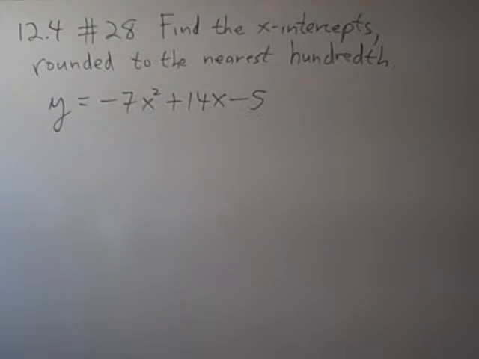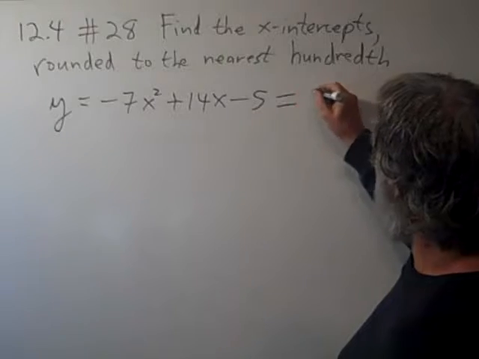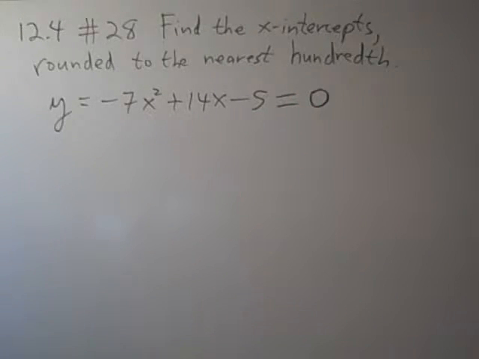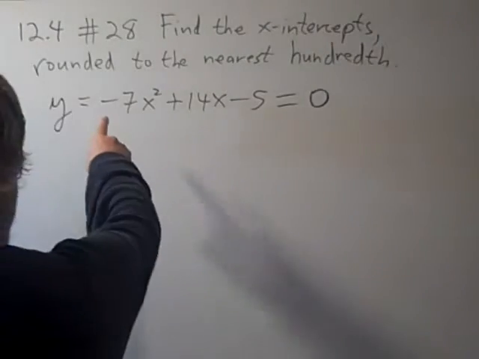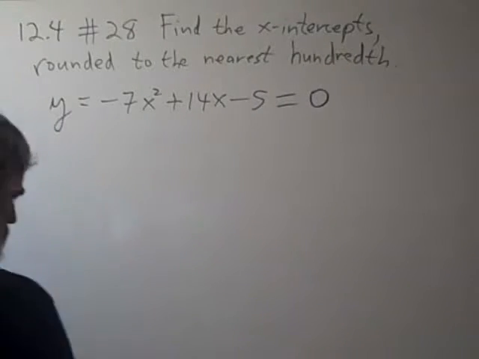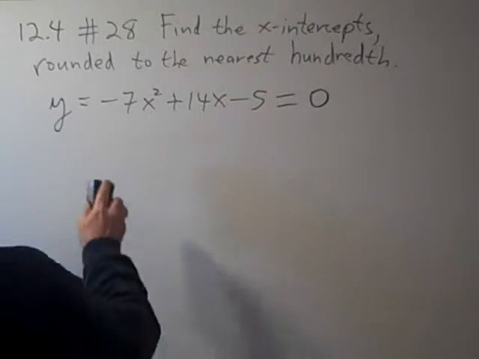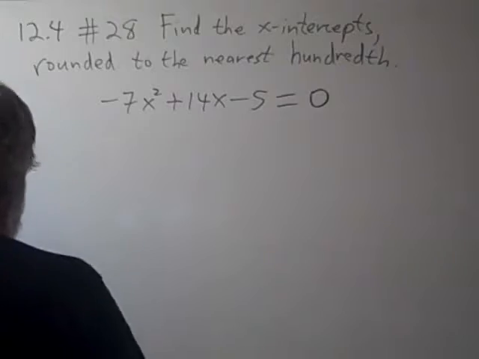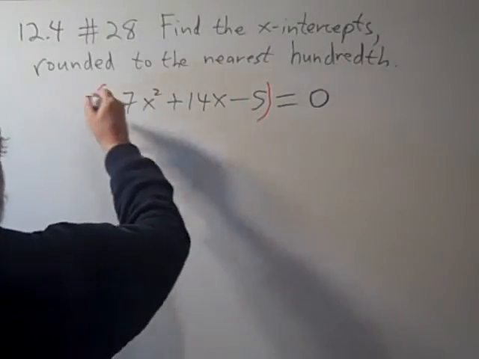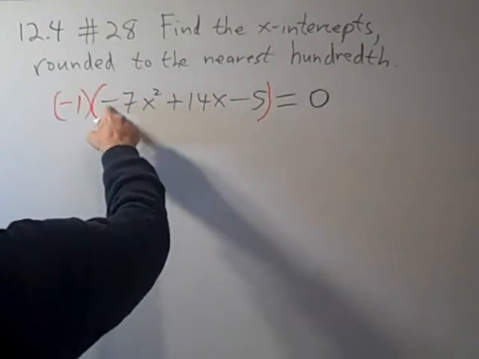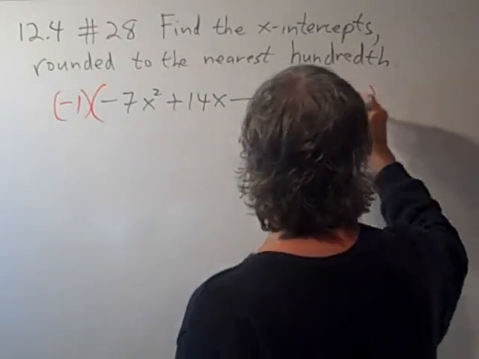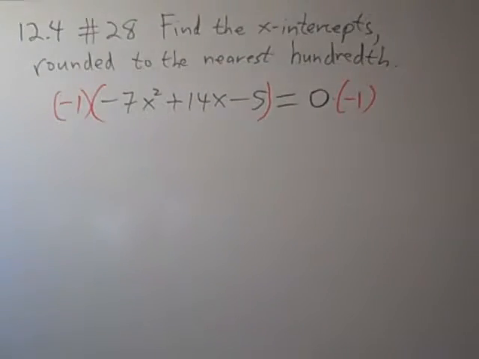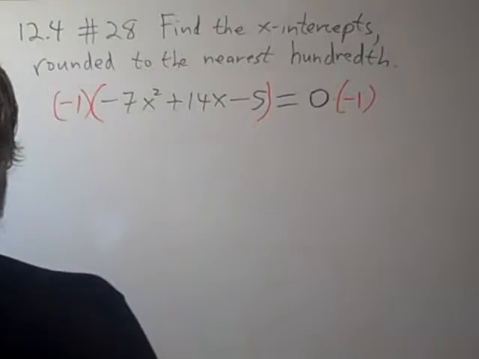To find the intercepts, x-intercepts, we set y equal to 0. And since it starts off with a negative leading coefficient, we want to apply the quadratic formula to this. So I'm going to multiply both sides times -1, because in the quadratic formula we assume this is positive. Which is no problem because we can always multiply times -1 and make it positive like we're doing here.